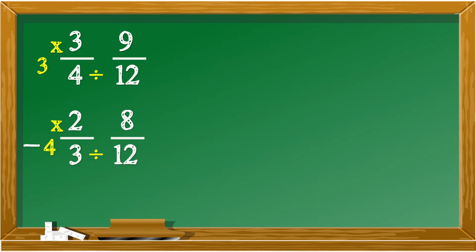We can now subtract them. Again, in subtracting similar fractions, just copy the denominator and subtract the numerator. 9 minus 8 is 1. So our answer is 1/12.